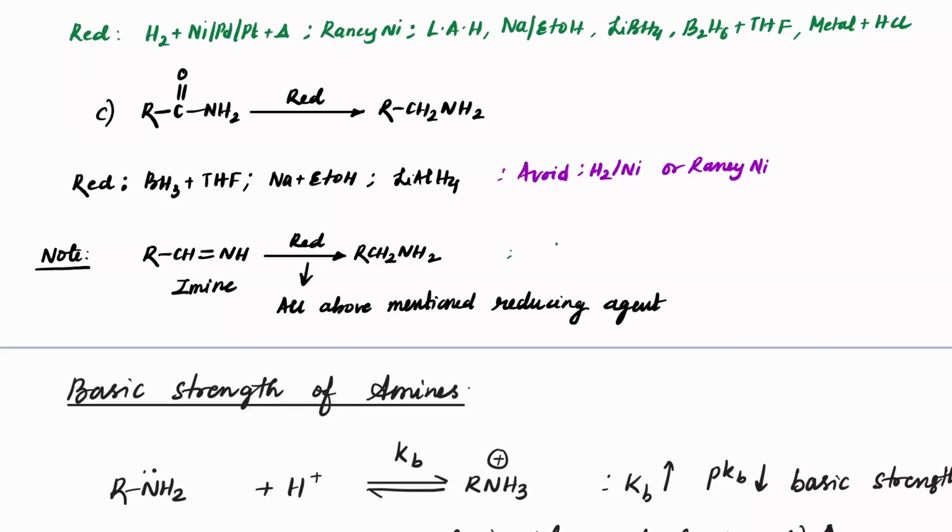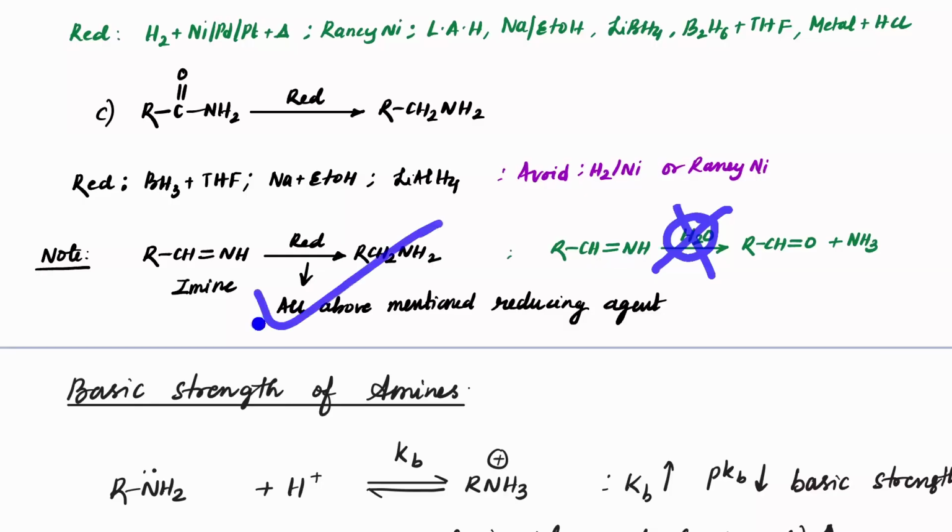But there is one case where we are not reducing, rather we are reversing: if you react this in water or put it in water, it will immediately convert into aldehyde and ammonia. So avoid water; the rest of the reducing agents will do this. There should not be any contact with water, then the reaction will happen better.